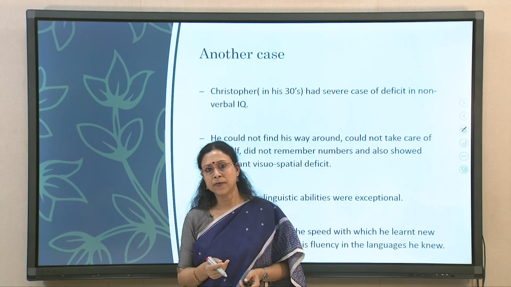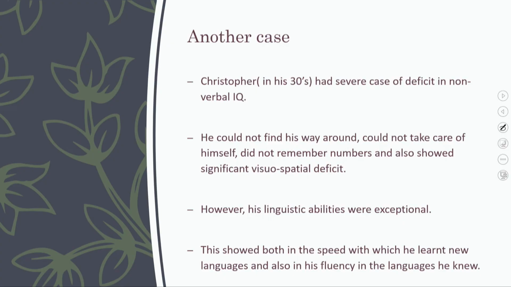Another case was that of Christopher. He was in his 30s when the study was carried out. He had a severe deficit in non-verbal IQ. He could not find his way around, he could not take care of himself and did not remember numbers, and also showed significant visuospatial deficit, a serious problem with his non-verbal capacities in various domains. However, his linguistic abilities were exceptional.